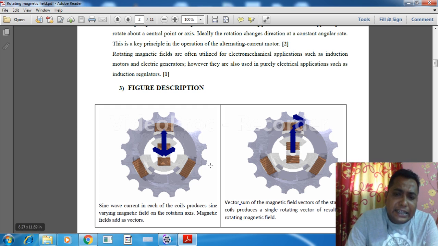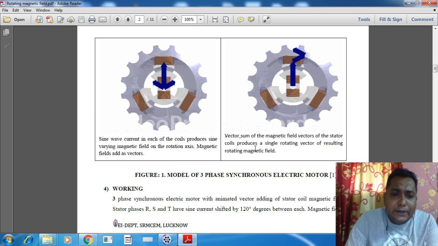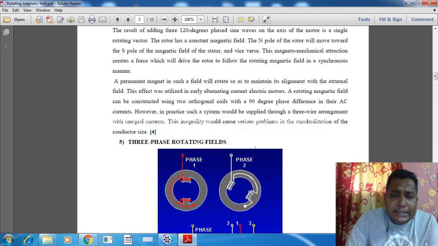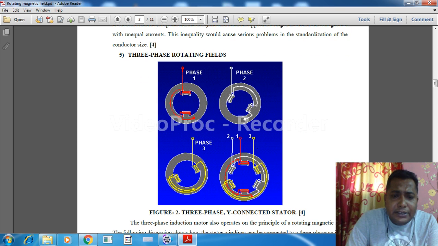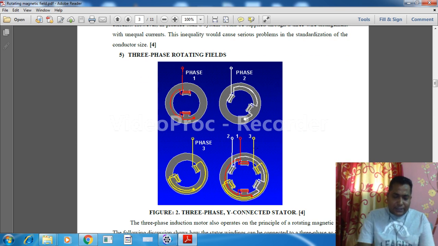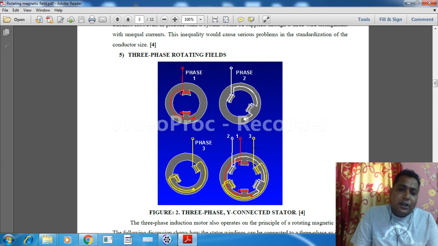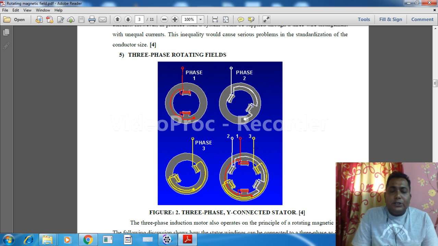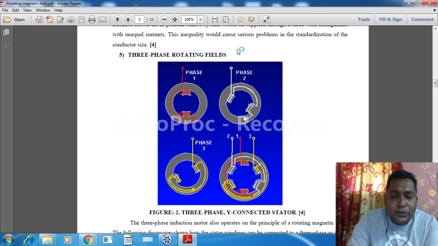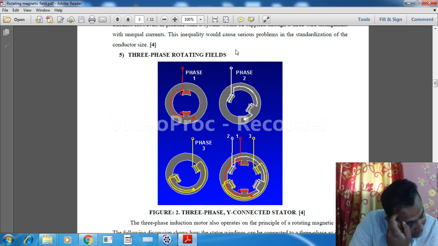Now let us see what the principle behind this is, so that it starts generating. For your better understanding, step by step pictures are given, so that you can develop a very good understanding. There are four pictures given. As we know, a three phase supply is given.